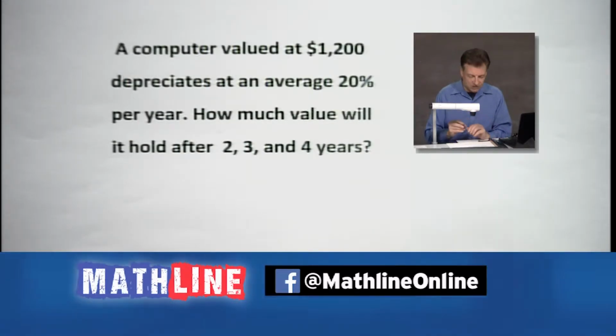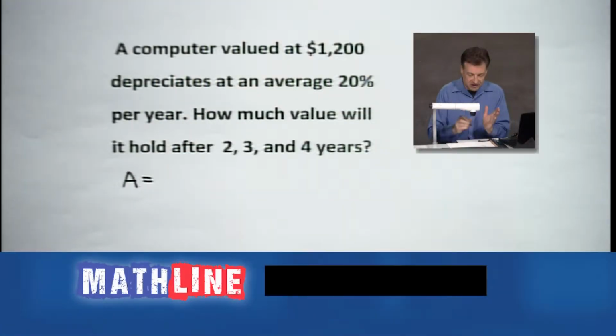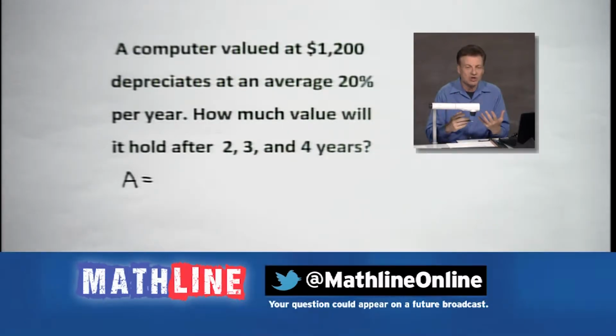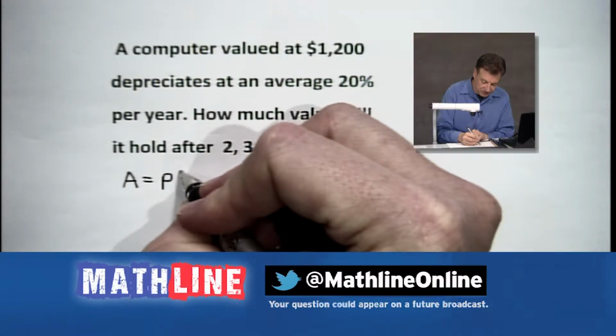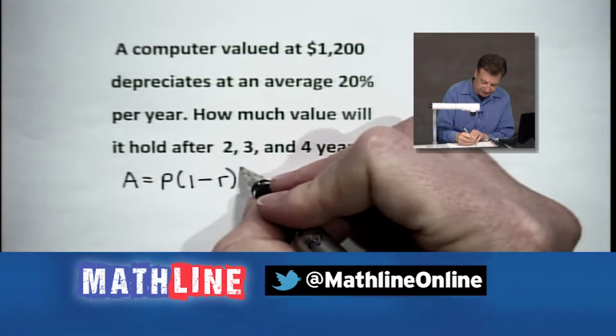But the formula, if you remember, our formula said we're going to start with this amount. By the way, that amount is not how much it depreciates. It's the amount of the value of the computer after the depreciation happens. So we're going to take the principal, and we're going to put that 1 minus r because it's losing value, not gaining.